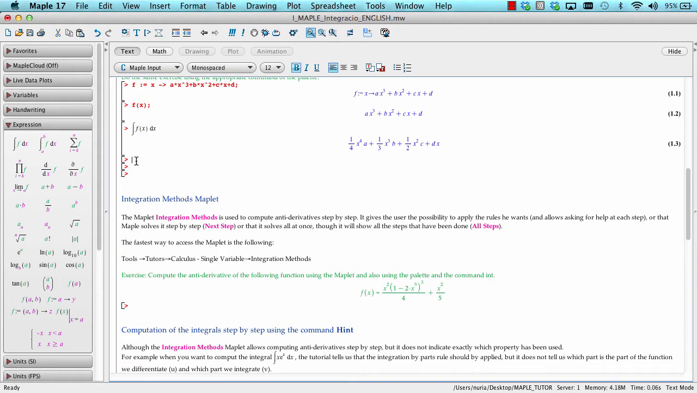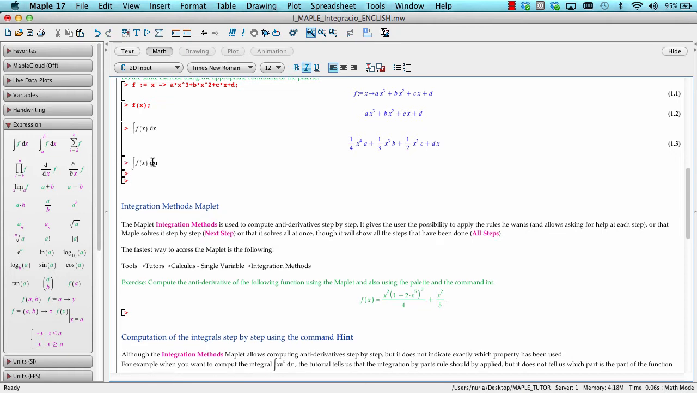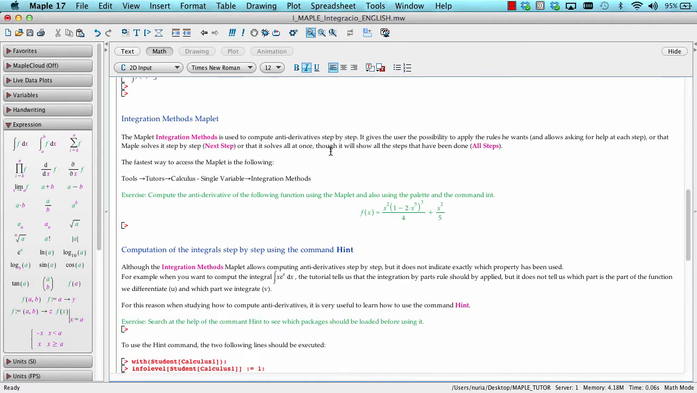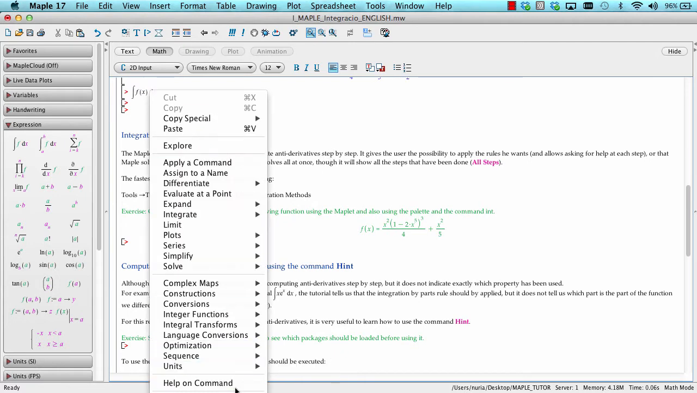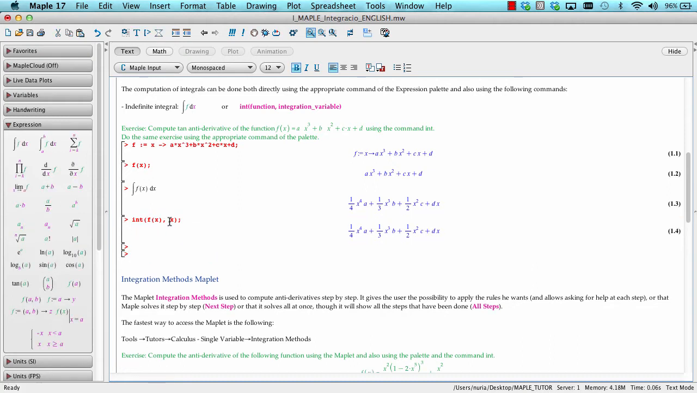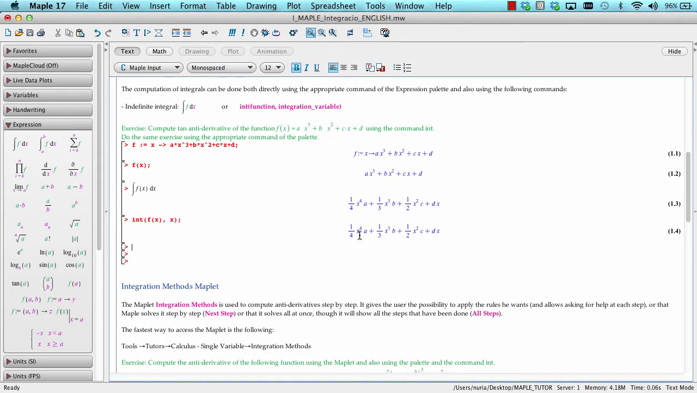So now let's see how to do it in Maple 1D. Let's copy it into the mode. What we do is right click, 2D math, convert to 1D math. And we see that when we use the palette, what we are doing is using the int command, the function, comma, the variable.